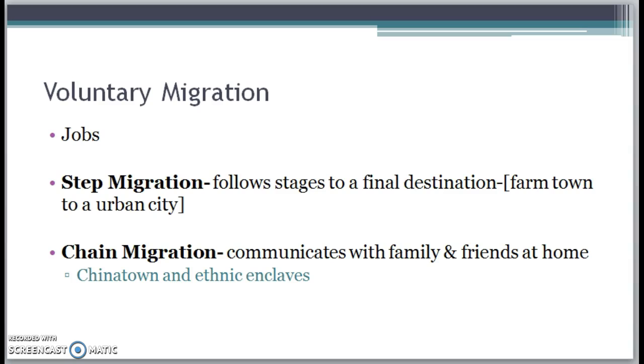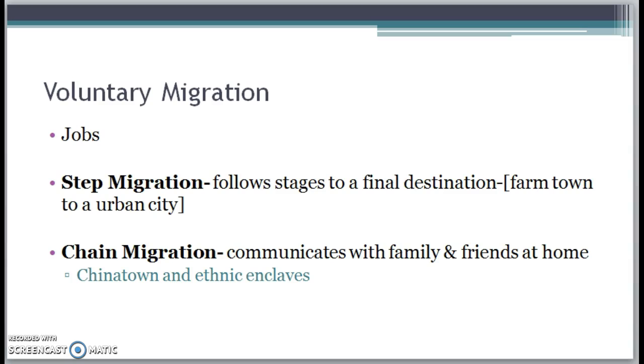So we have something called step migration, which basically follows stages to a final destination. So we could see, for example, if you're going from a farm town, maybe you're going up to a local village, and then you're going to go over to an urban city. So it kind of moves in those steps, versus something we also introduced in the unit called chain migration.